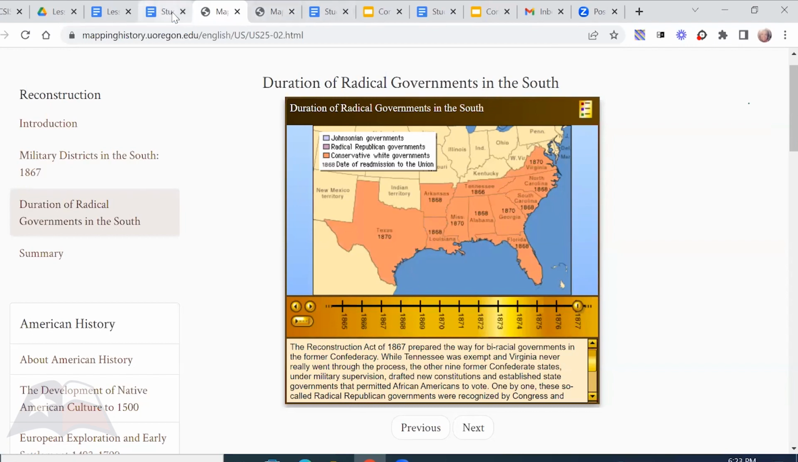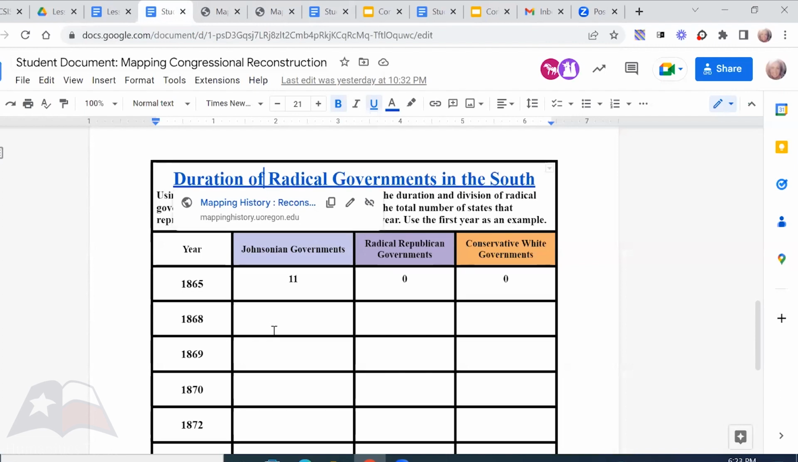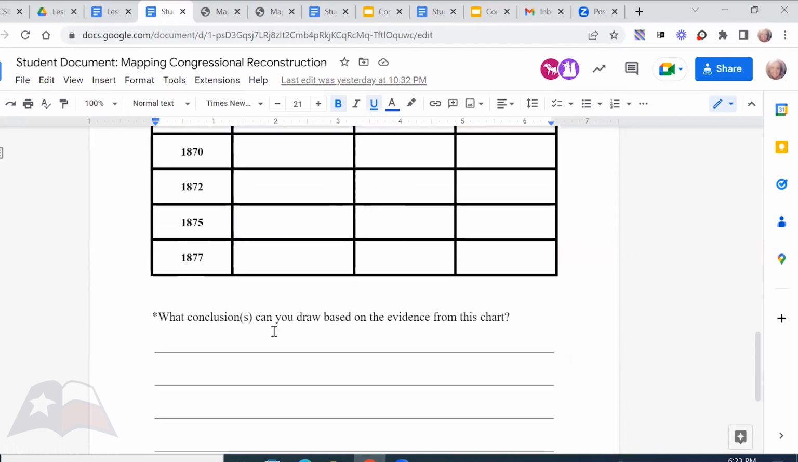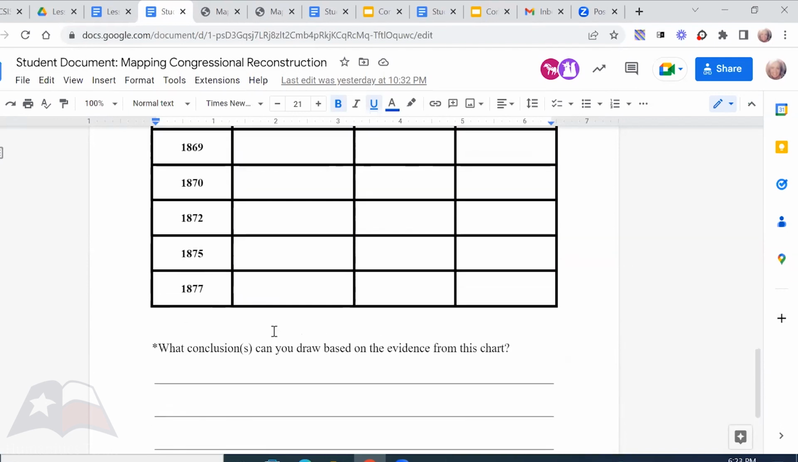So I'm going to head back to the student document. The students are going to make this chart, right? They're going to fill this out based on the information on those maps. And then after they make the chart, I want them to do something with it. So I'm going to ask them, what conclusions can you draw based on the evidence from this chart? And if you need to add some details to that question, you totally can.